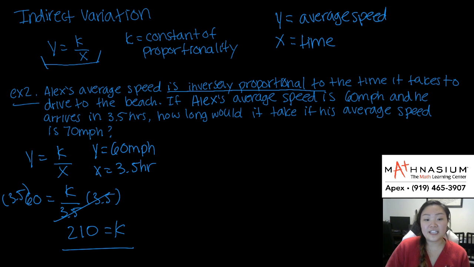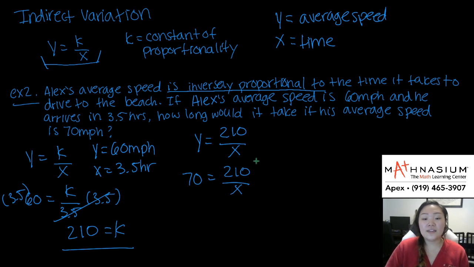So now we can plug in our newfound k value into our indirect variation equation so that we can plug in our 70 miles per hour and solve how long it takes to arrive at the beach if his speed is a little bit higher. So y equals 210 over x. I just substituted in our k value there. And the question asks, how long would it take if his average speed is 70 miles an hour? Now remember, our y is our average speed here, so we're going to have to substitute our 70 into our y.